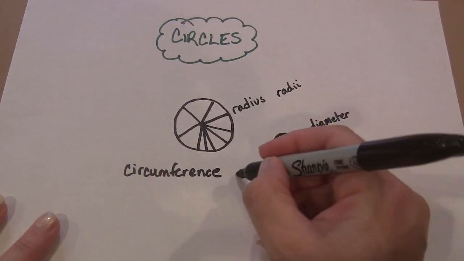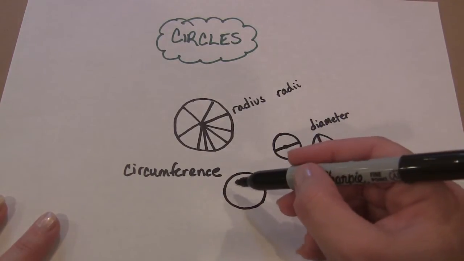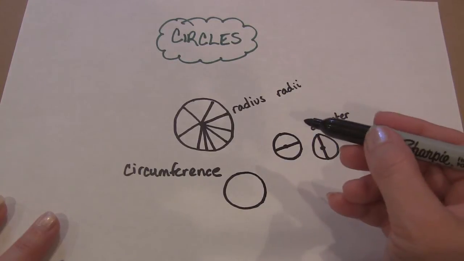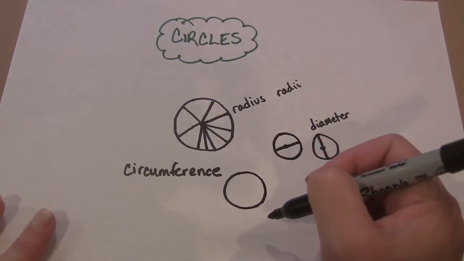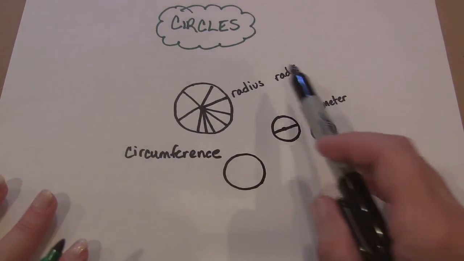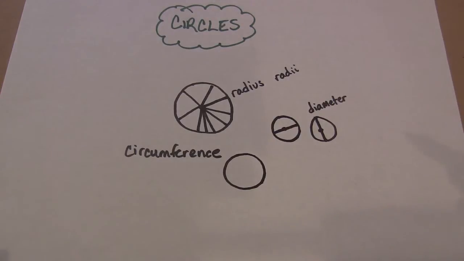The circumference is the distance around the circle. Like if you had a circular garden and you were going to put a fence all around it. That is called the circumference. And if you know one of these, the radius, the diameter, or the circumference, you can figure out the other two. Let me show you.